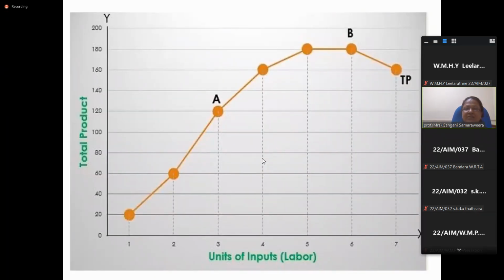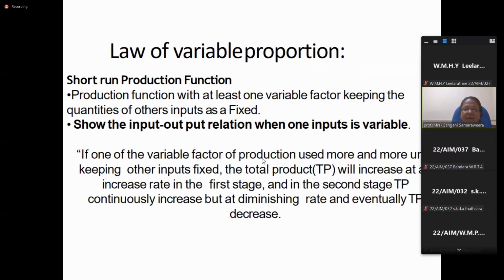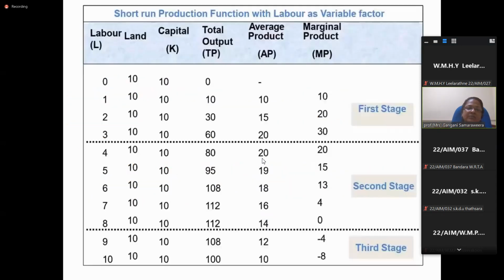Increasing rate and decreasing rate. Then, eventually, total product decreases. Okay, so that is the law of variable proportion. Okay, so here the same example I took just to explain these stages. See, first stage, gradually increasing the total product with the increasing rate.